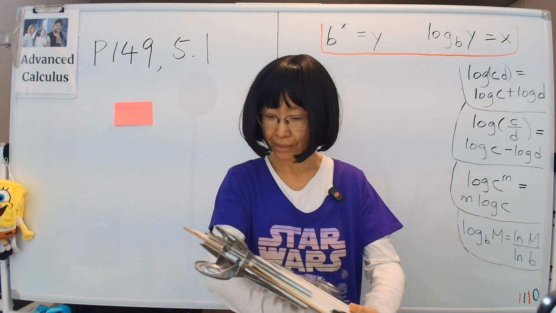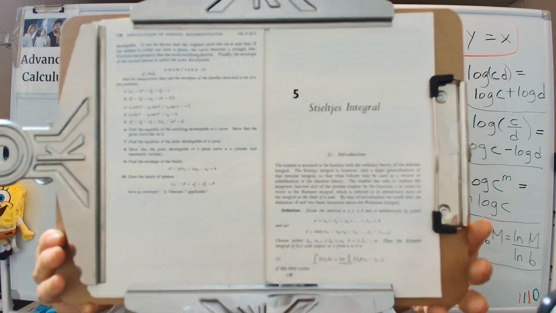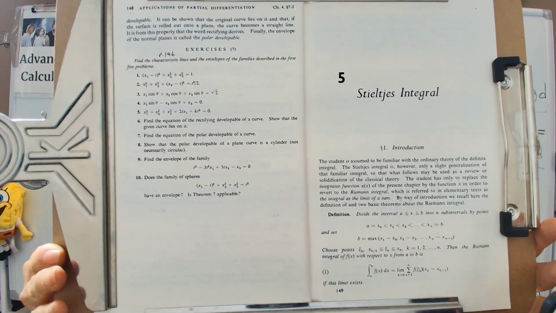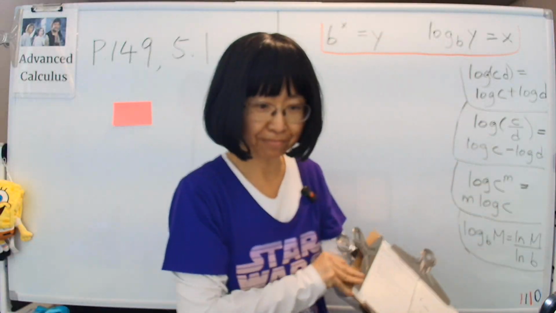Today we're going to do section 5.1. So first let's scan the book. We've already scanned this page, so I will zoom in on the new part. Okay, that should be good enough.